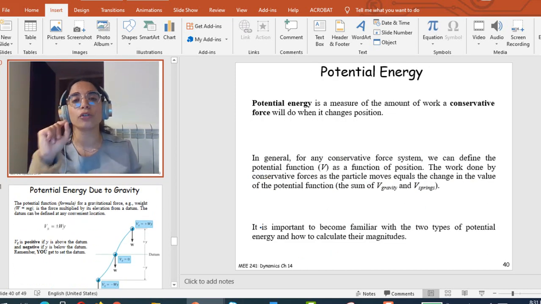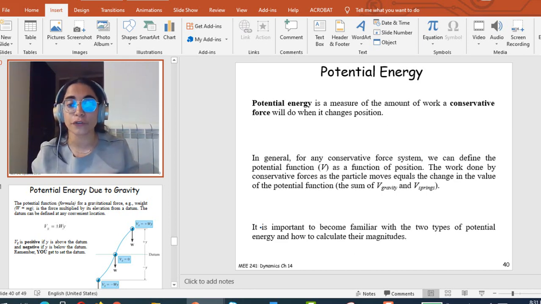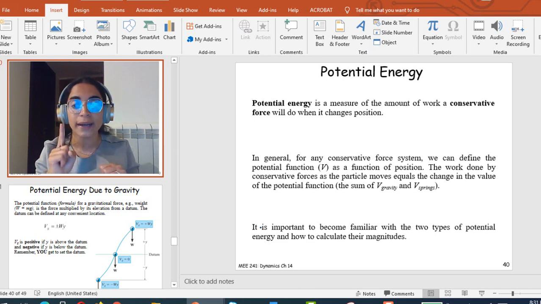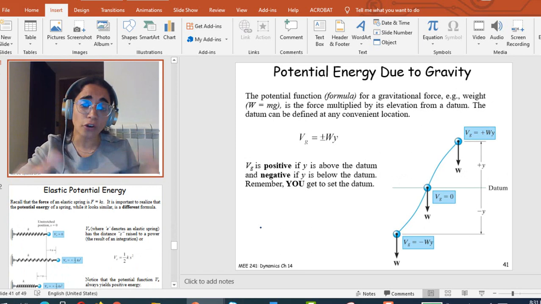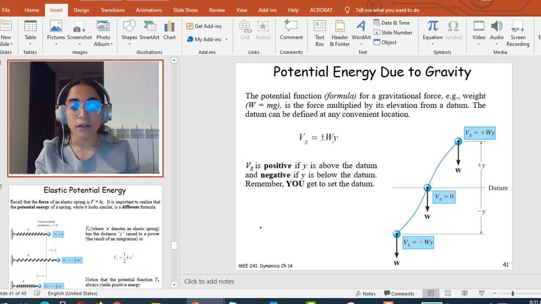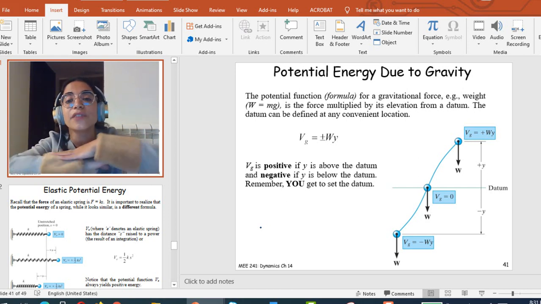is that if I have a conservative force, then I can assign to this conservative force what is called a potential energy V. A potential energy is the measure of the amount of work that a conservative force only will do when this body is changing its position. For example, for the weight, it is plus or minus W times Y. Now, what is Y? Y is the distance from the datum.